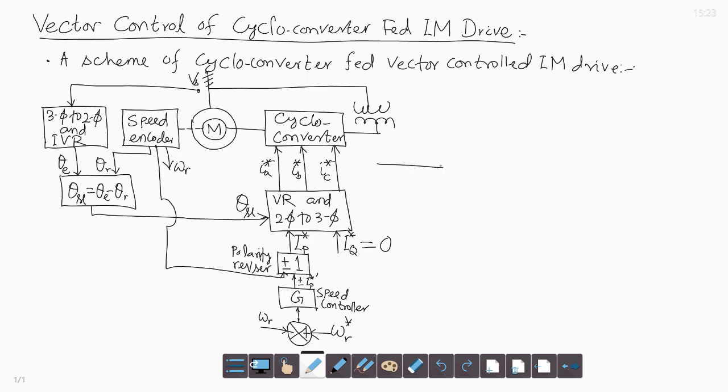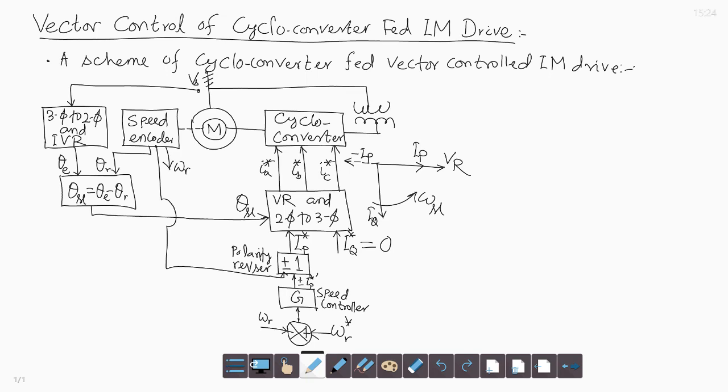This is the rotor voltage VR, and current IP is in phase with the voltage VR, and IQ is at quadrature, and this is rotating at slip speed omega SL. And when IP is negative, this is in the opposite direction for generation. So this is the scheme of vector controlled slip ring induction motor fed from a cycloconverter.